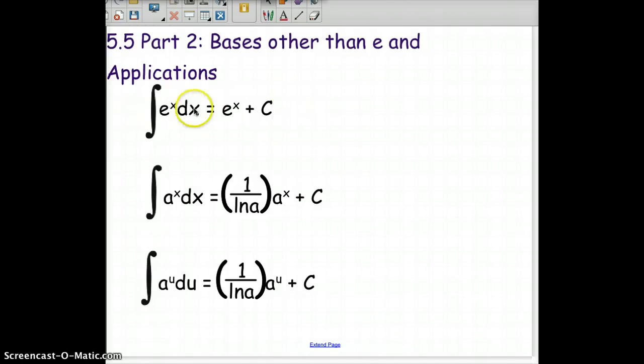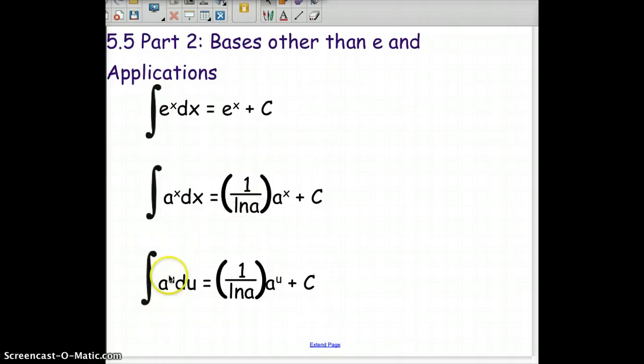So the integral of e to the x dx we already know is e to the x plus c. So let's extend that to the integral of a to the x, where a is some number. The integral of a to the x dx is 1 over the natural log of a times a to the x plus c. So if a were e, then we'd have 1 over the natural log of e. Natural log of e is 1, 1 over 1 is 1. So this formula is a more generic formula, and this is the more specific one, but this one's easier, so we started with that one.